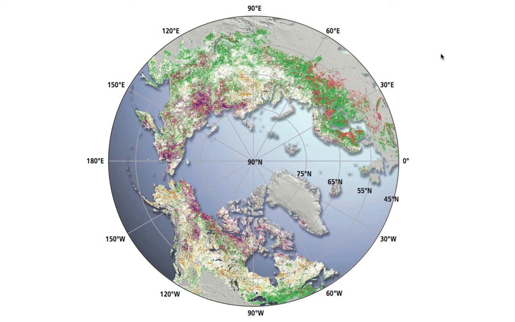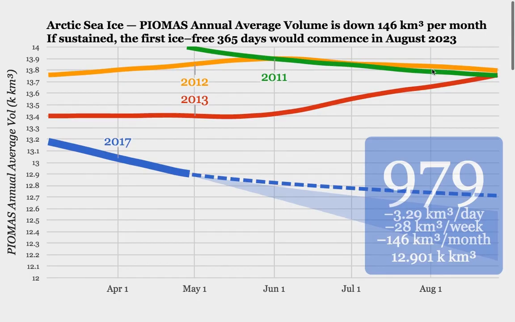software. This is a winter blue ocean update, so we look at different predictions for when we will have a blue ocean, no sea ice at all in the Arctic, even in winter. So this is the annual average volume of sea ice in the Arctic based on the PIOMAS dataset.